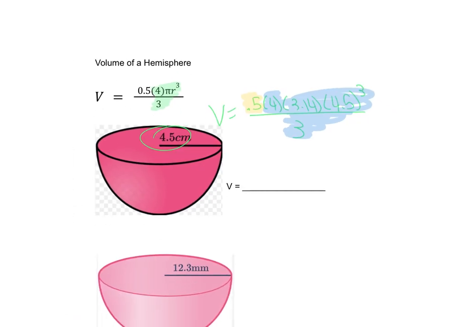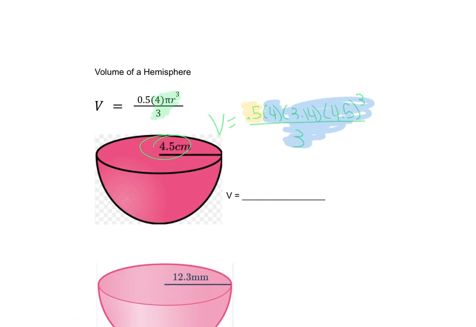And if we put that all into our calculator at one time, we should get 190.755. So we're going to round that to 190.8, and it would be volume, so we are in centimeters cubed.